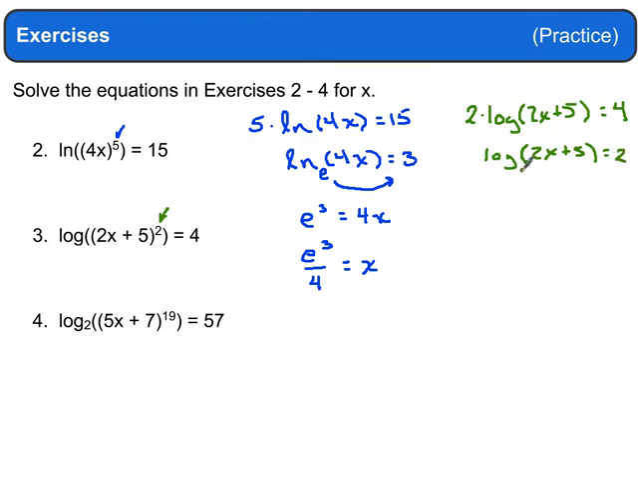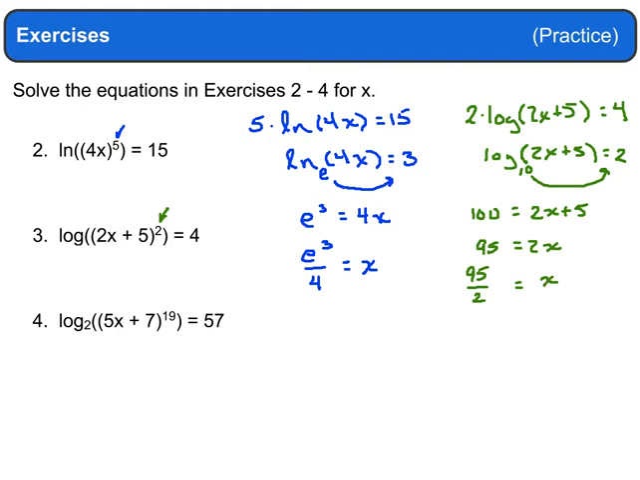The base on this log is a 10, so we're going to scoop it up. So 10 squared is 100, so you get 100 equals 2x plus 5. We can minus 5 to the other side, so you get 95 equals 2x. And we divide by 2, and so you get 95 over 2.